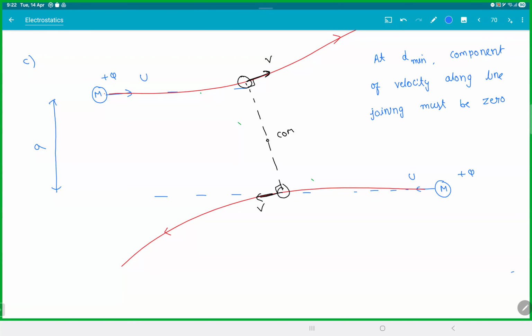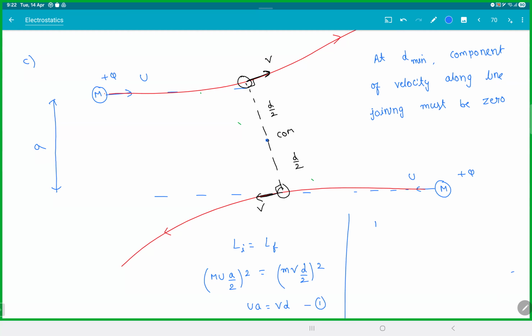You're done. So what is the initial angular momentum? L initial is equal to L final. Your initial angular momentum is m u a by 2. Remember, it depends on the perpendicular distance, 2 times. This will be m v, let this distance be d by 2 and d by 2, m v d by 2, 2 times. So you get u into a is equal to v into d. This is one equation.